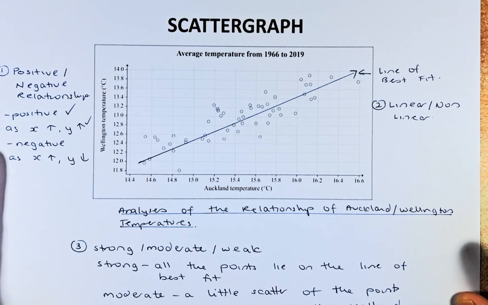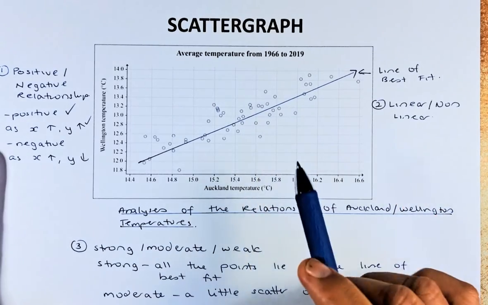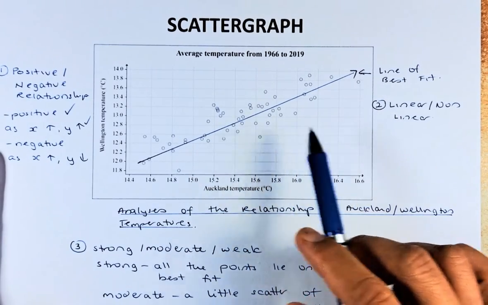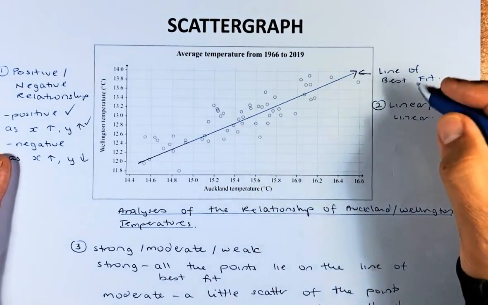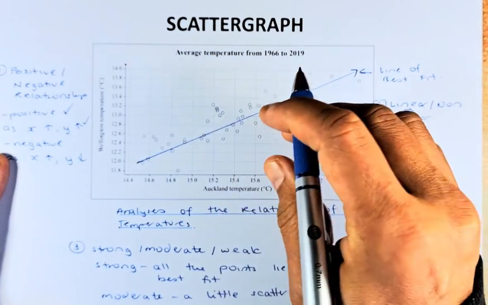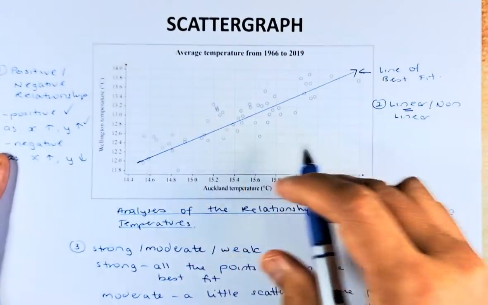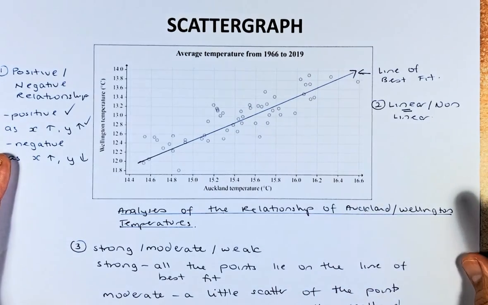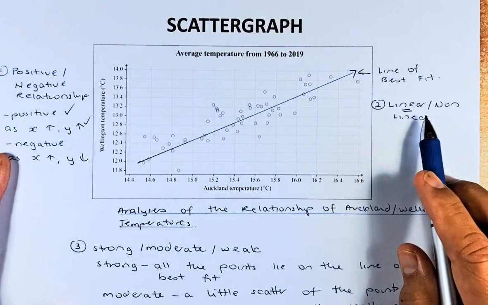The second point is you look at the graph, see whether it is a straight line or a curve. If this looks like a straight line, you say it is linear. If the points have a pattern that is a curve, then you say it is non-linear. So in our case, it is positive and it is linear.